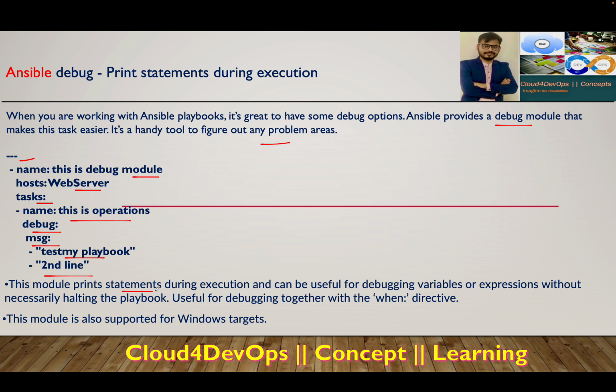This module prints statements during the execution and can be useful for debugging variables or expressions without necessarily halting the playbook. In most cases, for example, if you're doing a long set of operations or dependent operations, you might set something like a wait operation. Instead of waiting to see what is happening, let's use a debug command just to understand where it is stuck. It will at least help us understand what is happening in the background. Using debug together with the when directive is always useful.